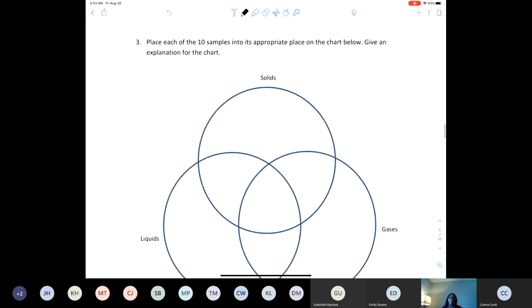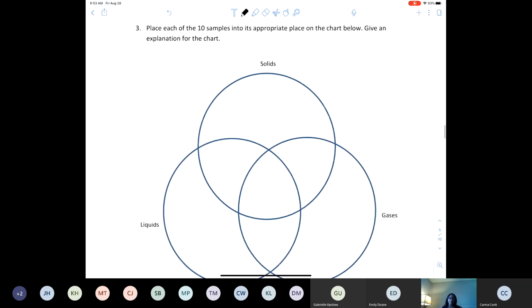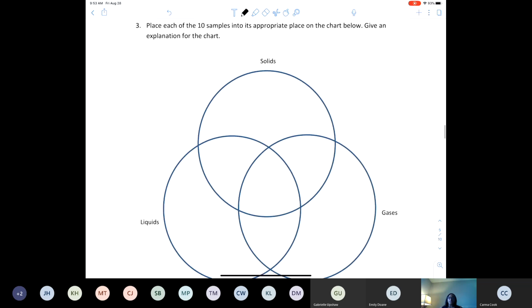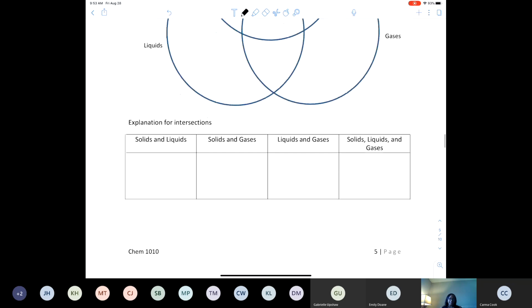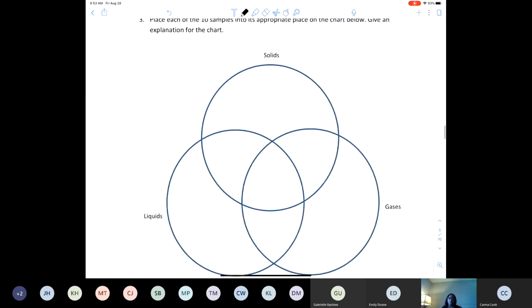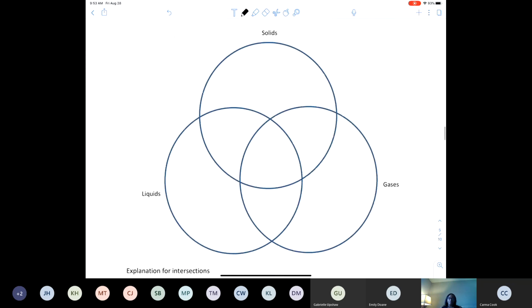And then 3 is a bin chart. You're going to place each of your 10 products or samples into its appropriate place on the chart. And then you're going to give this explanation for your chart. So for instance, if I feel that the antiperspirant is both a solid and a gas, then I'll put antiperspirant here, in this area.